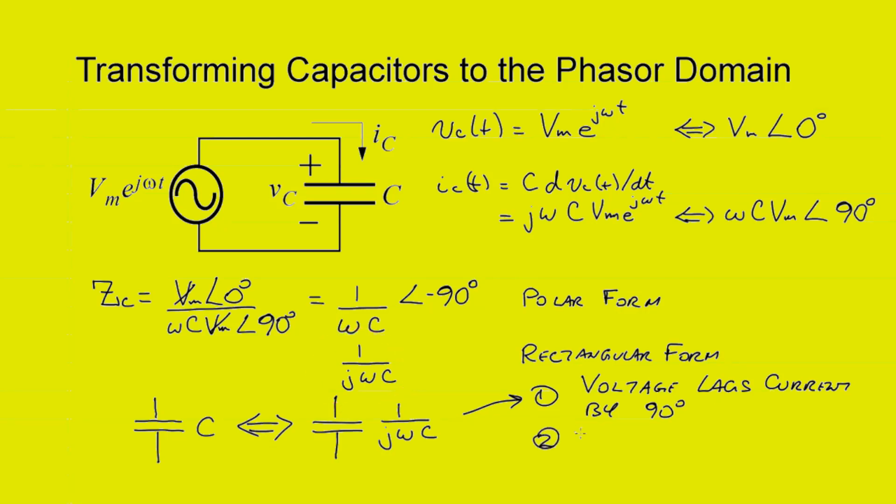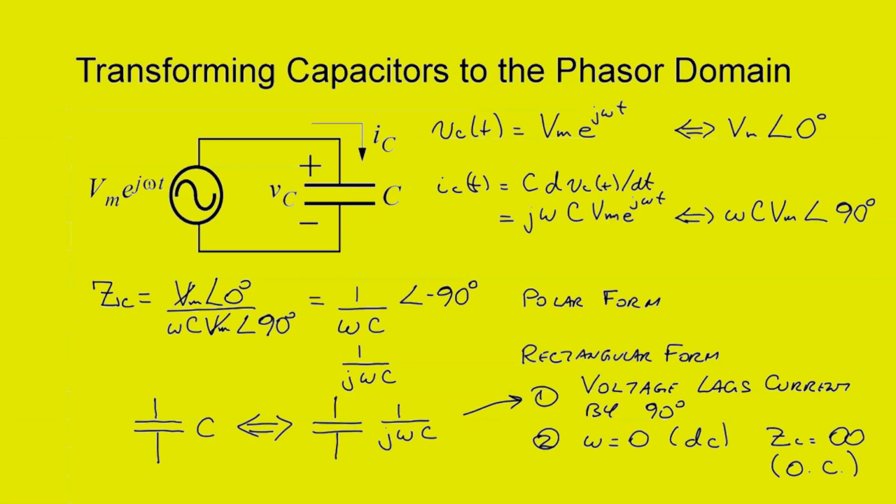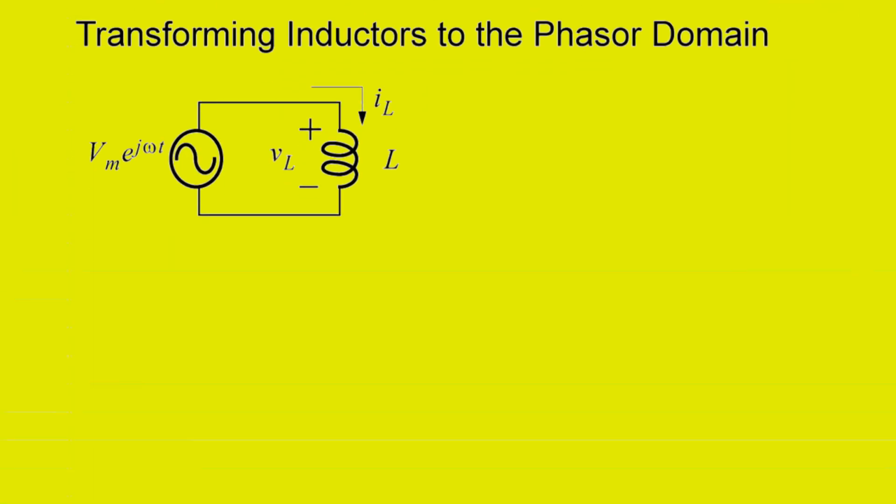The second point to note is that if omega is equal to 0, which is really just a DC frequency, then the impedance of the capacitance, Zc, will be infinite, or an open circuit. And this lines up with our regular understanding of capacitors. Well, that's what capacitors look like in the phasor domain. Let's proceed to look at inductors in the phasor domain and see how they behave.